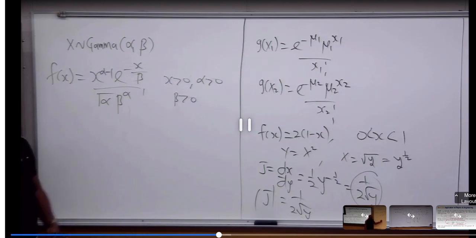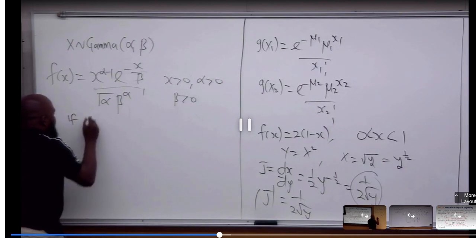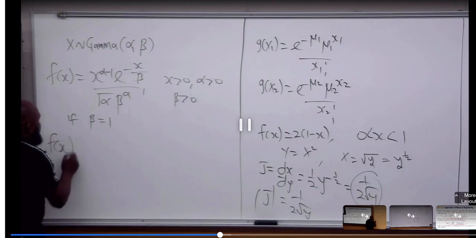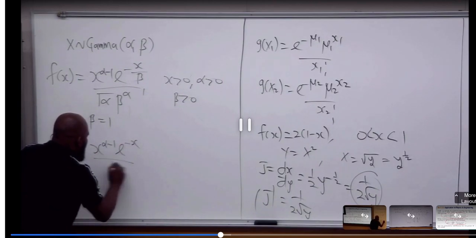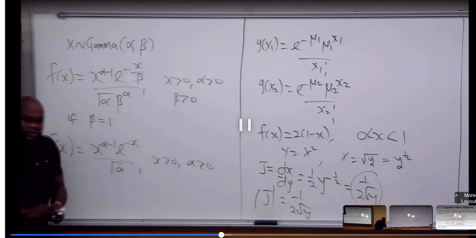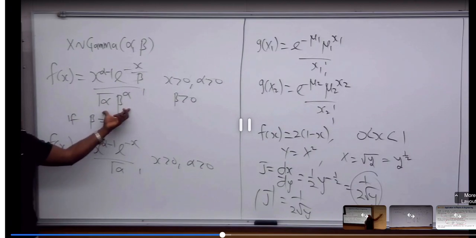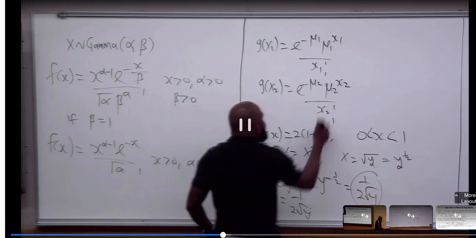We have this. Now, what I want to do now, if beta equals 1, we're actually going to have this. This is also a gamma distribution, but a gamma distribution of one parameter. This is a gamma distribution of two parameters. Now, you know what I want to do now?